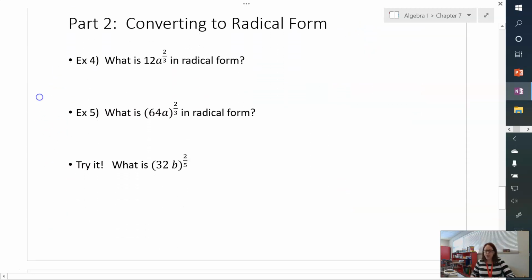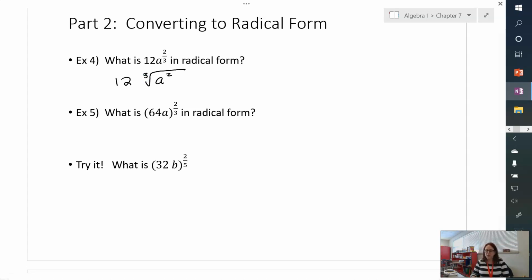All right, so let's do some converting into radical form. We're going to start with 12 times a to the 2/3. So that's going to be 12. We're going to multiply it by a to the 2/3. Let's go ahead and convert this to a radical. So I get a squared, and I get a cube root. And that's done. That's in radical form.